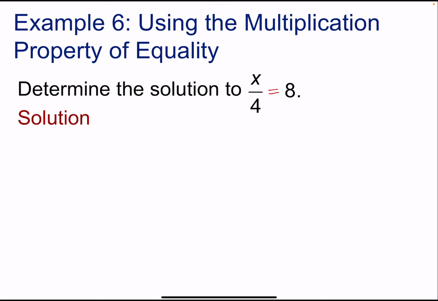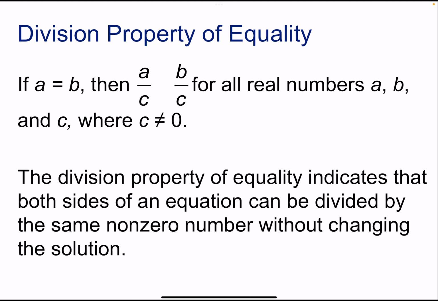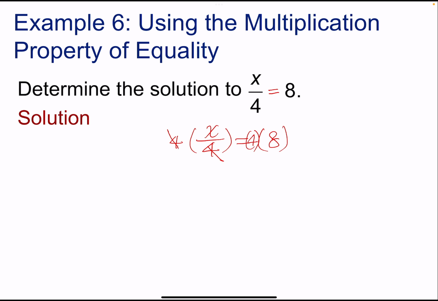So we have to solve this. Determine the solution to x over 4 equals 8, right? So I'm going to write down the equation, and what I'm going to do is multiply both sides by 4. And this way the 4 divided by 4 is 1. So I get x on the left-hand side, and on the right-hand side, 4 times 8 is 32. So you see it's very effective.